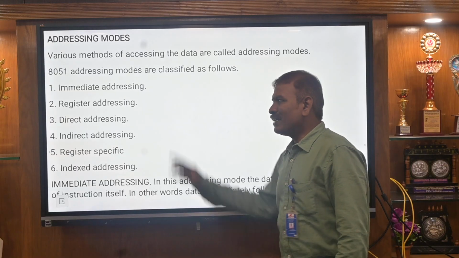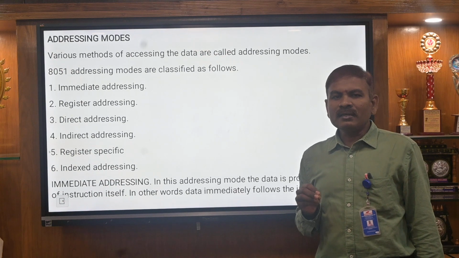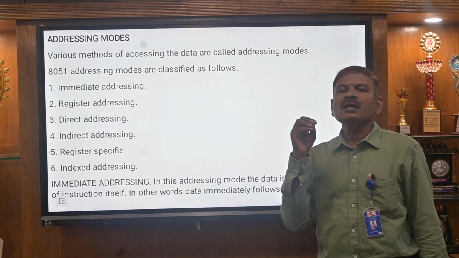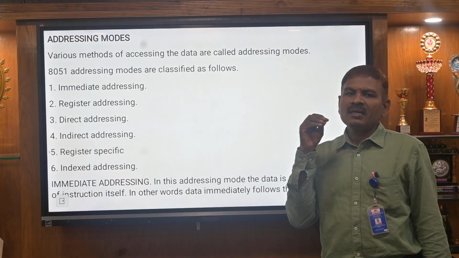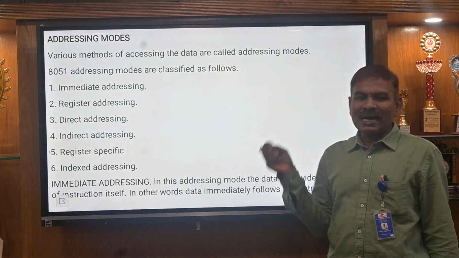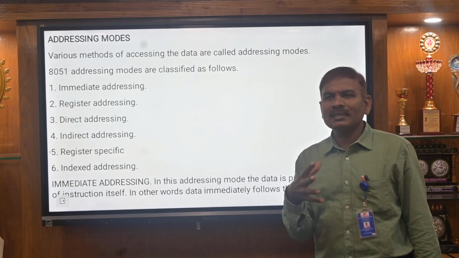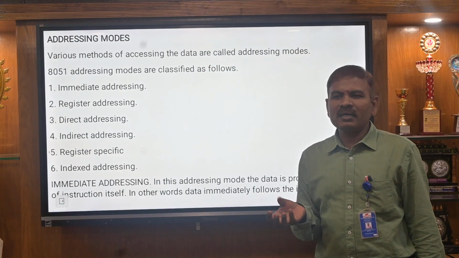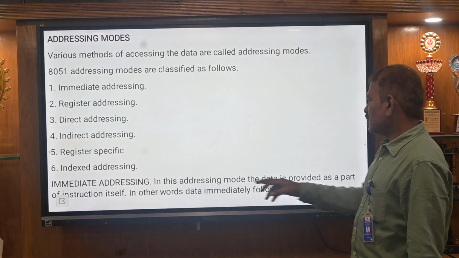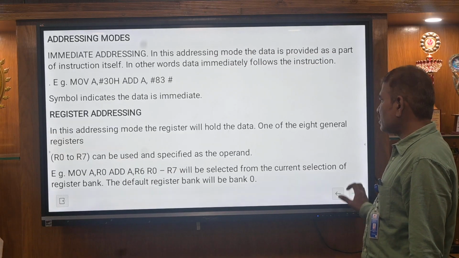In the first one, immediate addressing, we specify the location. It may be a memory, it may be a register, or it may be the accumulator, where we transmit the data immediately itself, without the need for a register, or a specific storage device. We can send the data by providing it in the instruction itself. Directly we can transmit the data.